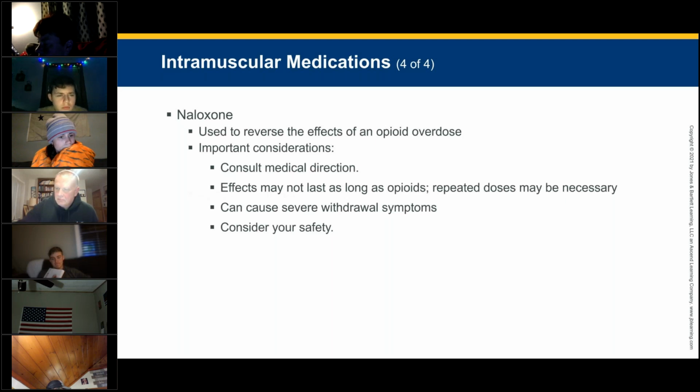Naloxone. Naloxone or Narcan can be used to reverse the effects of an opioid overdose. It can be administered by family members or caregivers. You should follow local protocol when you're using it. Find out if naloxone has been administered by a bystander prior to your arrival.